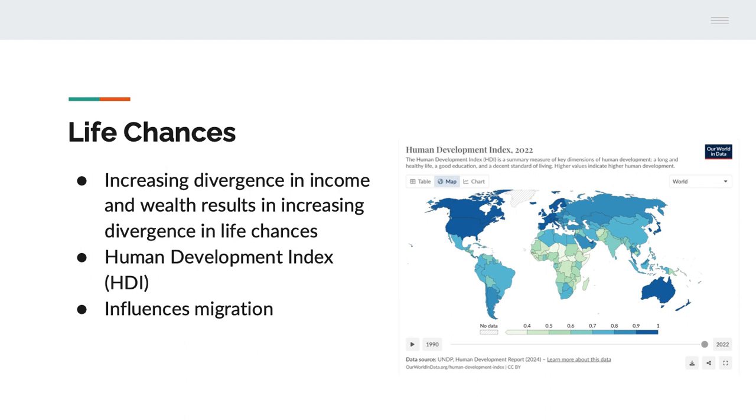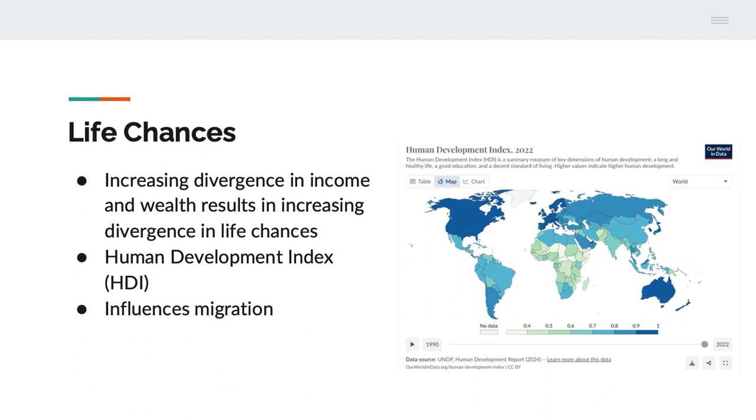Increasing divergence in income and wealth results in increasing divergence in life chances. The United Nations Development Program measures various indicators affecting quality of life and life chances, forming the Human Development Index, or HDI. The foundation of life chances includes good health, appropriate education, nutritious food, adequate shelter, and sufficient wealth and income, supported by security, equality, a healthy environment, and vibrant social and political communities.